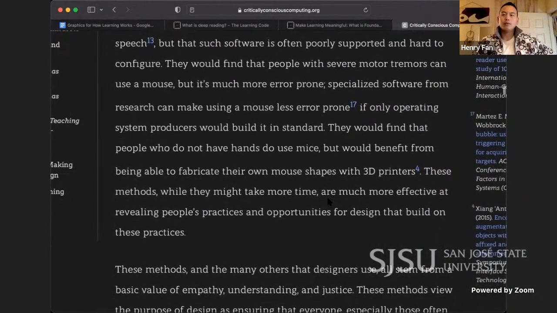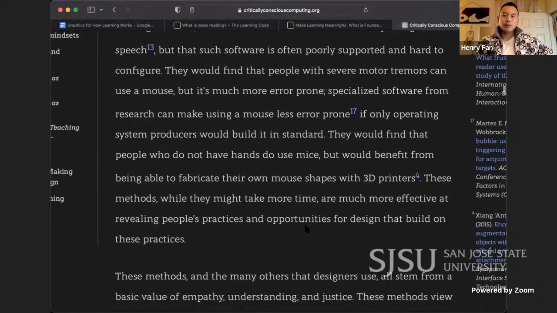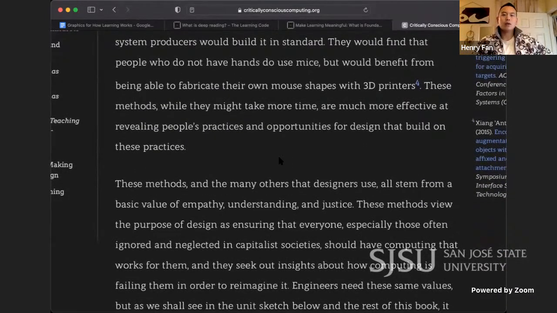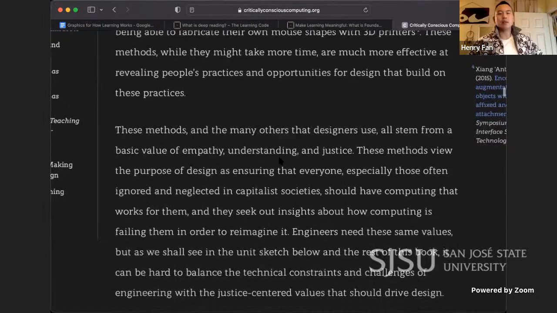They would find that people with severe motor tremors can use a mouse, but it is much more error-prone. Specialized software from research can make using a mouse less error-prone, if only operating system producers would build it in standard. They would find that people who do not have hands do use mice, but would benefit from being able to fabricate their own mouse shapes with 3D printers. These methods, while they might take more time, are much more effective at revealing people's practices and opportunities for design that build on these practices.